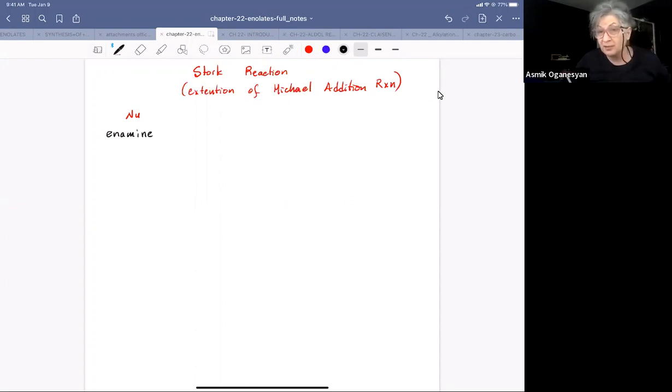If you have a secondary amine, by reacting with the carbonyl compound, it's going to give you the enamine with the double bond on the more substituted position. So let's just pick up an enamine of our choice, and react it with the enone.